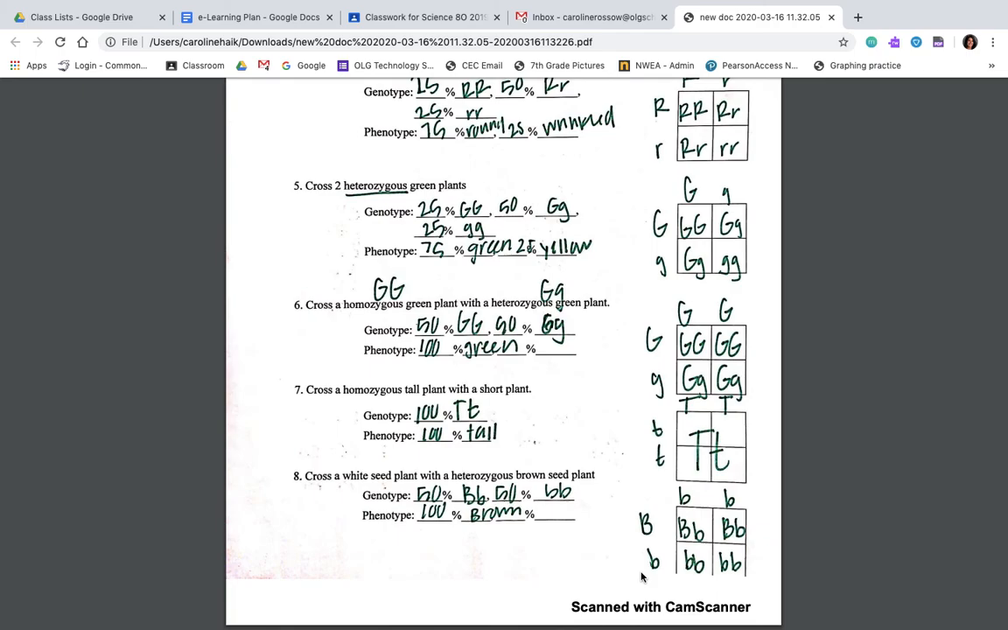So take a look through this, see if your answers match mine, and then let me know if you have any questions.